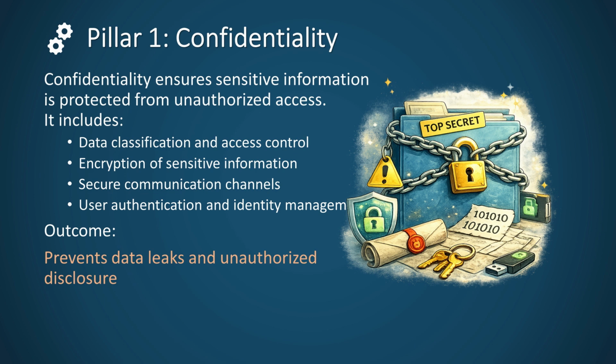Confidentiality is the first pillar of the CIA Triad, and it's all about keeping sensitive information private. In simple terms, it means making sure that only the right people can see certain data, while everyone else is kept out. Organizations usually divide their information into categories like public, internal, confidential, or restricted, and then set rules so that each type of data is only accessible to the right group of people.